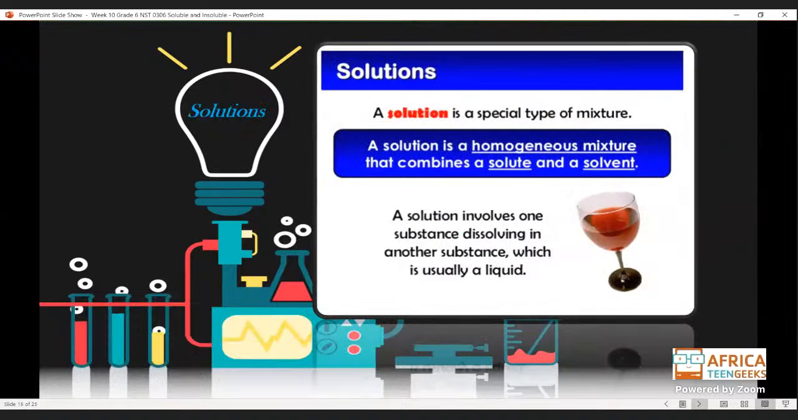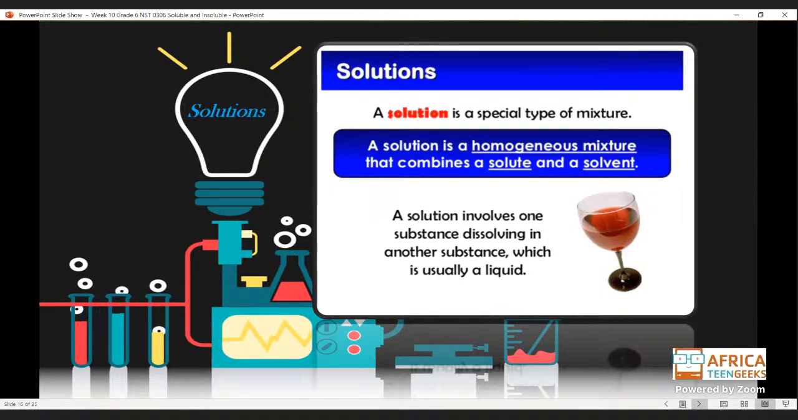Now, this is a note you do need to take down. Solutions. A solution is a special type of mixture. It's a homogeneous mixture that combines a solute and a solvent.